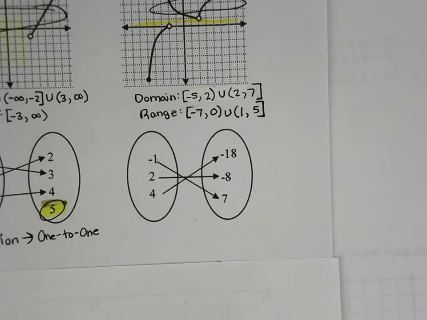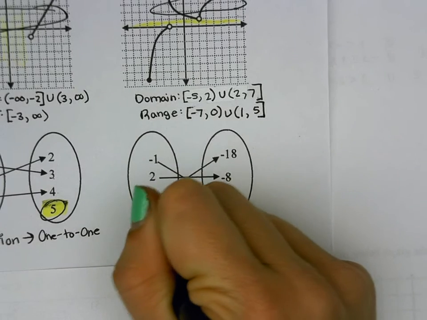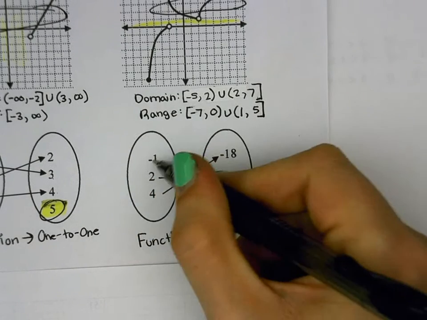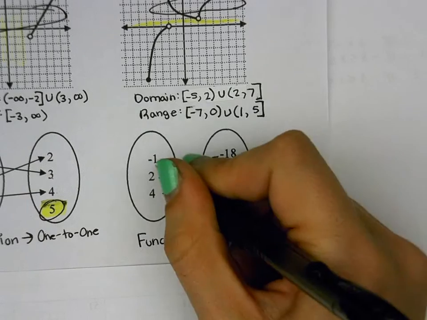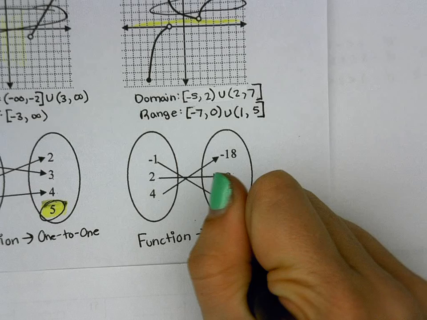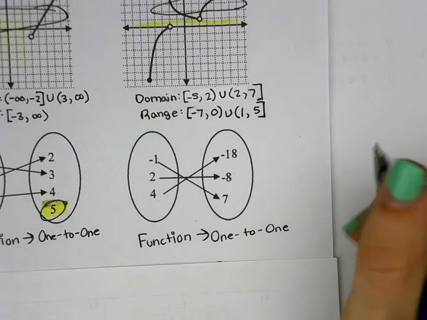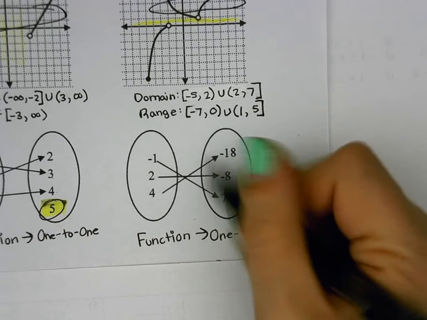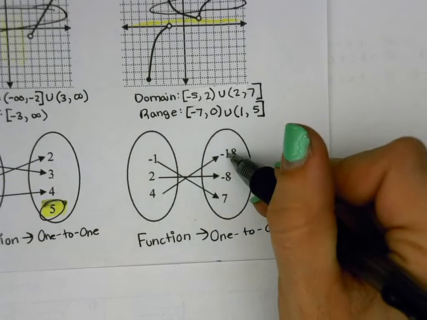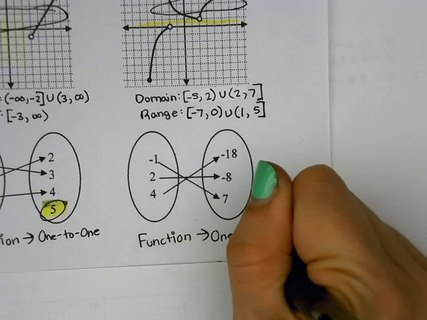Okay, here we go. I have no repeating x values, so I am a function. Am I 1-to-1? Well, to be 1-to-1, each x has to map to exactly 1 y. 1-to-1, 1-to-1, 1-to-1. I am 1-to-1. Am I onto? To be onto, every part of my range must map to at least one element of my domain. Well, -18 maps, -8 maps, and 7 maps. So in this case, I am both.